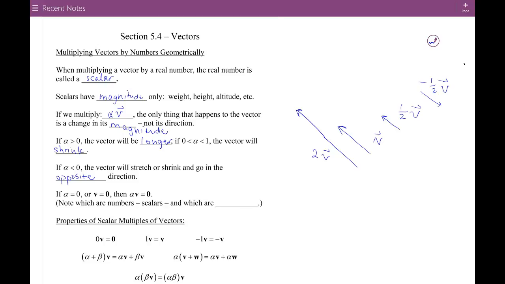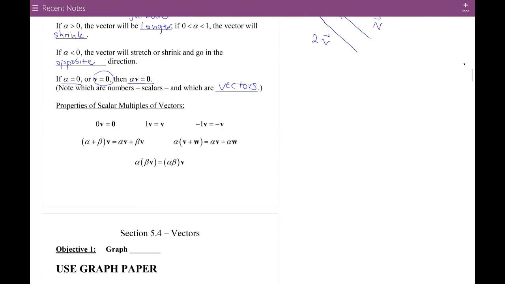If alpha equals 0, so if it's a real scalar number 0 you're multiplying by, or the vector is the 0 vector, then the product, alpha v vector, is the 0 vector. So make a note of which are numbers or scalars and which are vectors. I think that's the hardest part about this section, is keeping track of that. So here are some properties of scalar multiples of vectors. If you multiply by the scalar 0, any vector, you end up with the 0 vector. So that's kind of what you'd expect. If you multiply by the scalar 1, it does not change your vector.